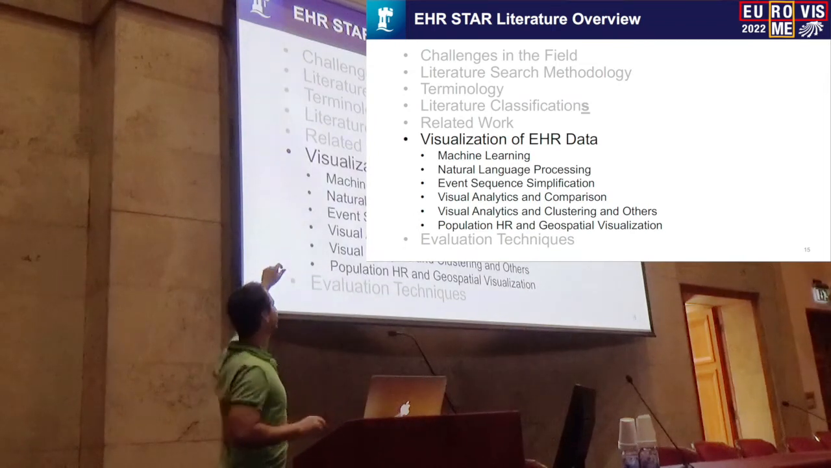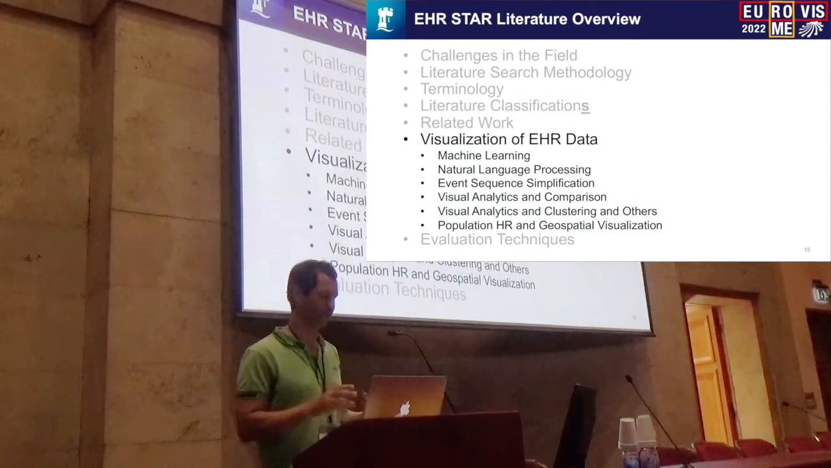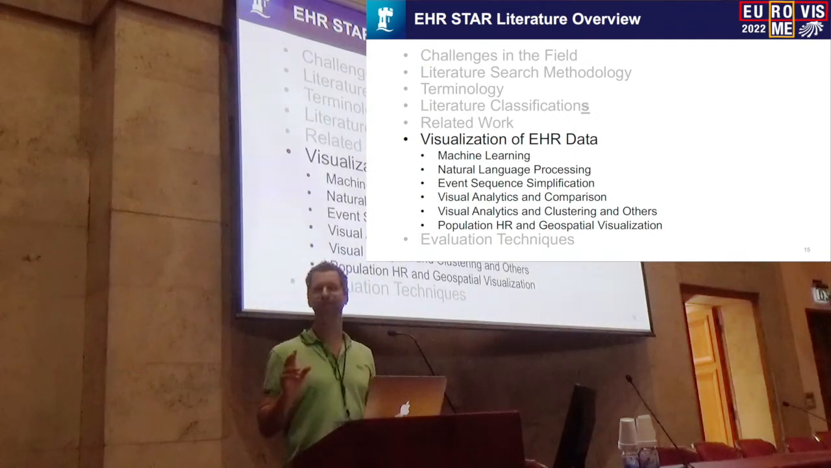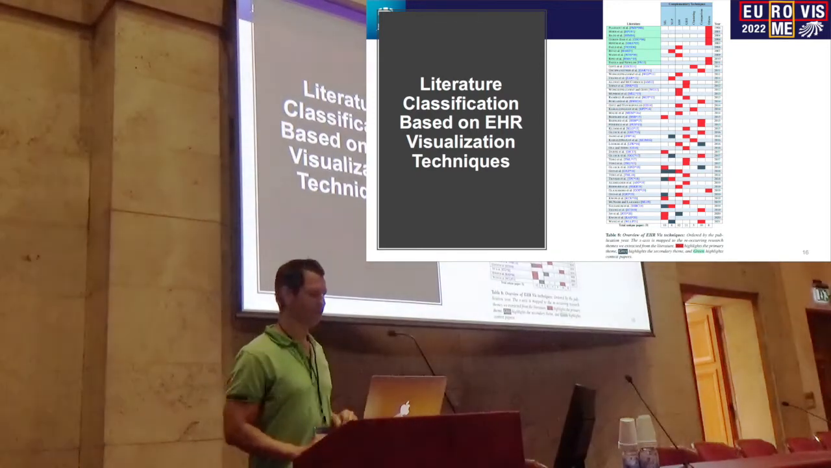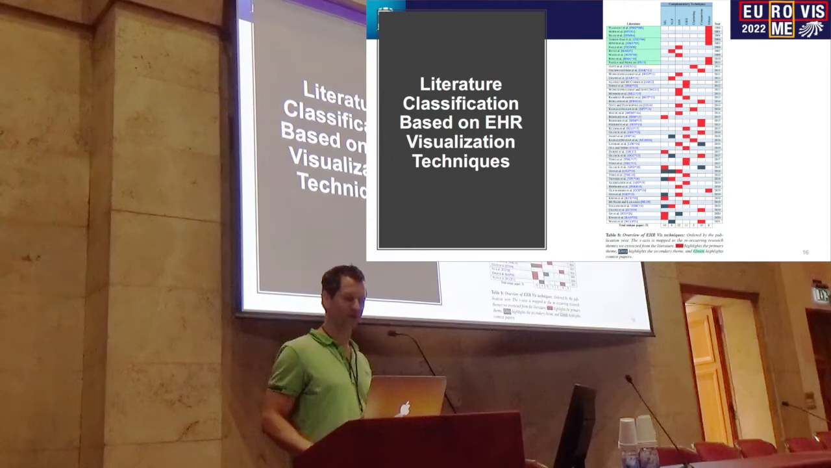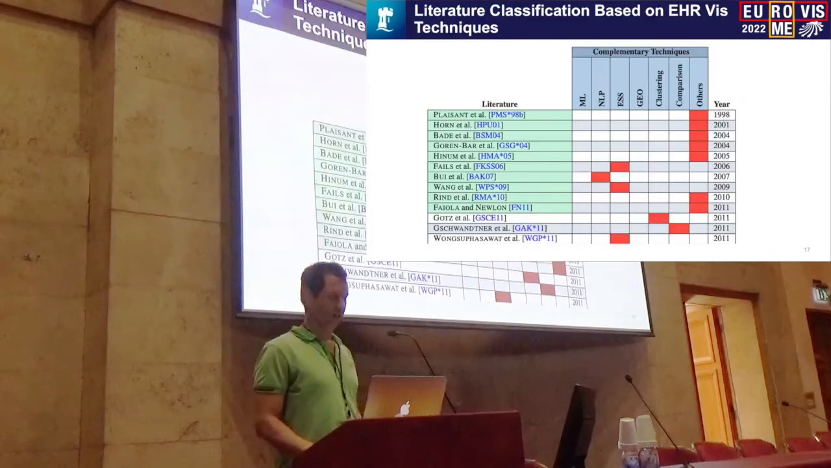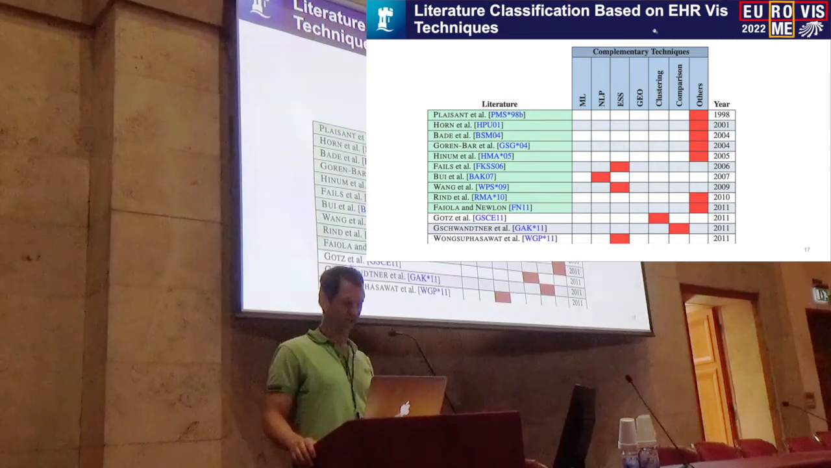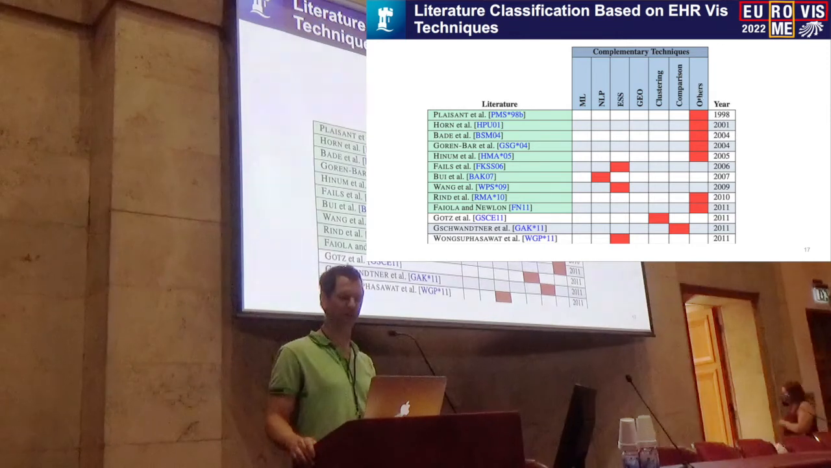That's the introduction material of what we just finished. And now we're going to look at the actual literature. We're just going to look at the categories and maybe look at one example from each category, just to give you a flavor of what it looks like. This is an overview table of the literature classified by visualization technique. That's the full table with the font size that's too small to read. And here's a zoomed in view of the first many rows. So we have again the literature on the left column, and then we have our categories of topics, what we call complementary techniques: machine learning, natural language processing, event sequence simplification, geospatial visualization, clustering, comparison, and others.